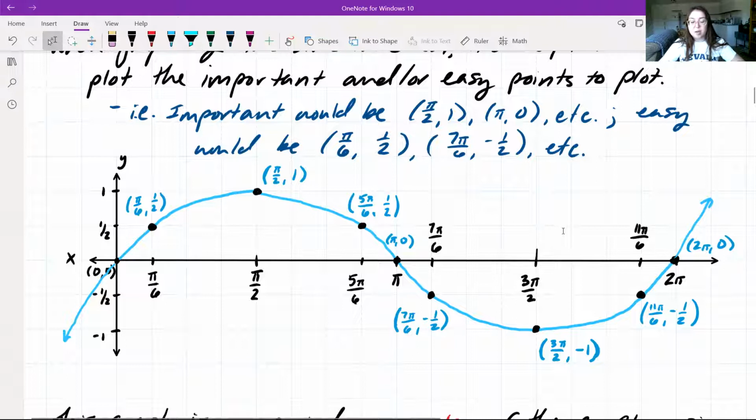So with sine, the important points that we're looking at are going to be 0, pi, 2 pi, and pi halves, and 3 pi halves. So we're looking at our integer multiples of pi halves. Those are going to be our important points. And when we have our integer multiples of pi over 6, so pi over 6, 5 pi over 6, 7 pi over 6, and 11 pi over 6, we also see that our y value ends up being 1/2 or negative 1/2, so those make it easier to graph as well. So those are some easier points we can include.